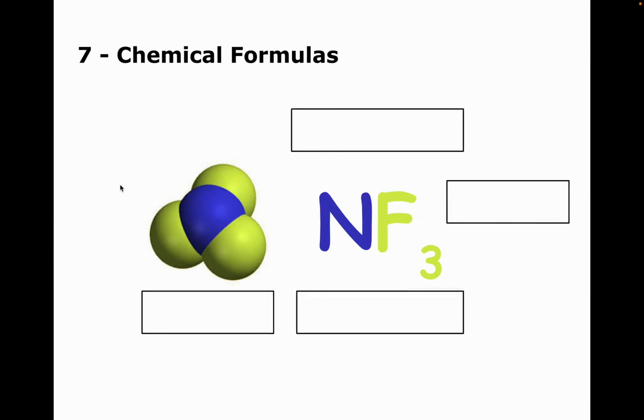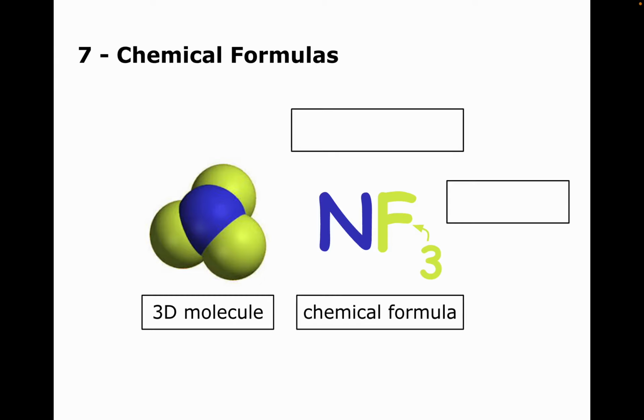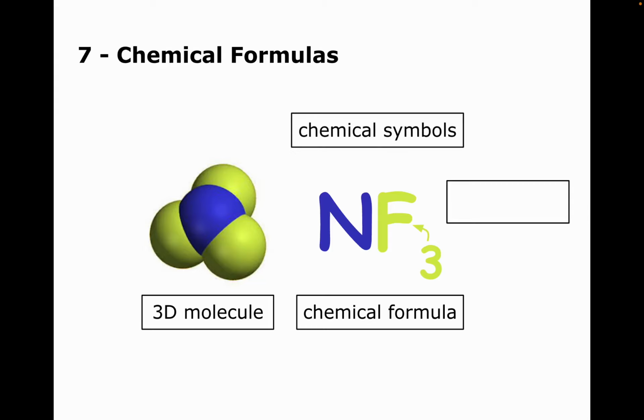So on your chemical formulas page, you're going to do a little bit of labeling here. So that's our 3D molecule. You can go ahead and label that. That's called a space-filling model. This whole thing is the chemical formula. These are chemical symbols. We'll draw some arrows for those. There you go. So our 2 chemical symbols from the periodic table. And then this little number down here, that is called a subscript. And that tells you how many of each kind of atom are in the molecule.